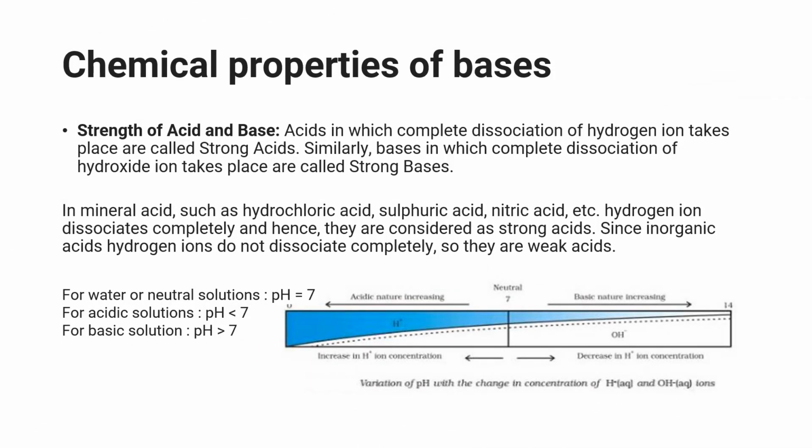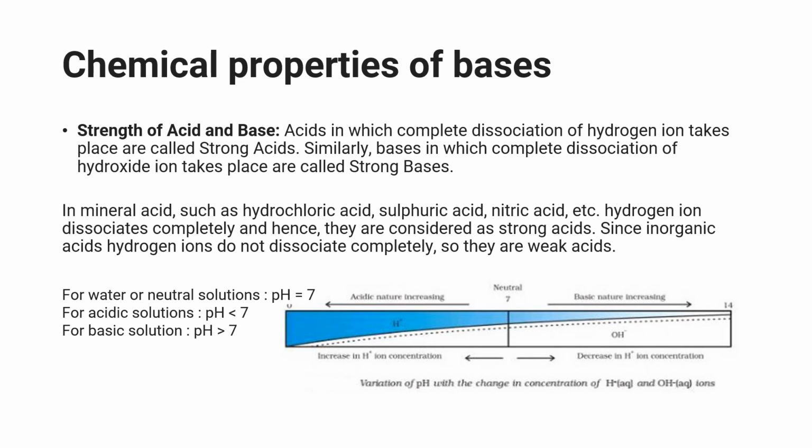So what is the strength of acid and base? Acids in which complete dissociation of hydrogen ion takes place are called strong acids. Similarly, bases in which complete dissociation of hydroxide ion takes place are called strong bases. In mineral acids such as hydrochloric acid, sulfuric acid, nitric acid, etc., hydrogen ion dissociates completely and hence they are considered strong acids.